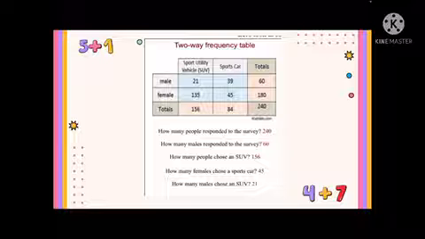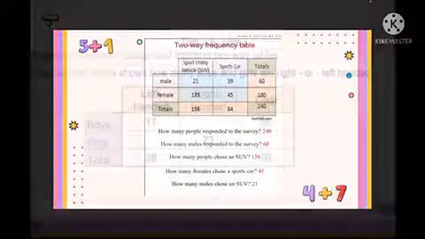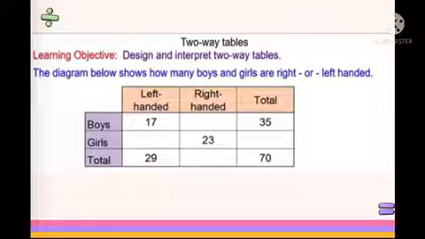The third question is how many people chose a CUV. Here it didn't say if it was a female or male, it just said how many people chose a CUV. So it's 156. And the last two questions are easy: how many females chose a sports car, it's 45, and how many males chose a CUV, which is 21. And now let's move on with some practice.